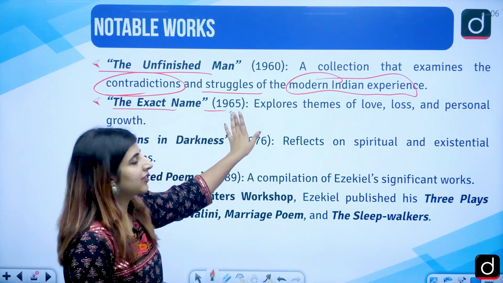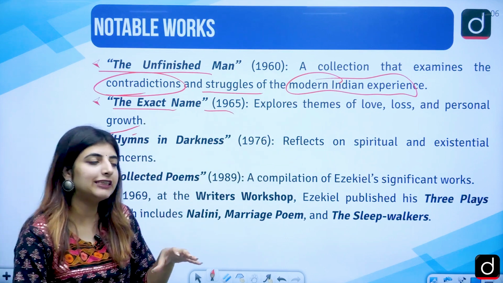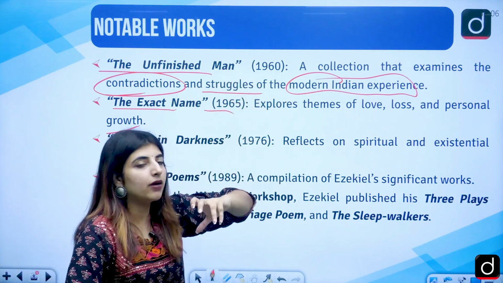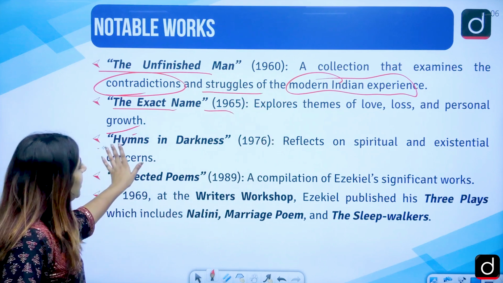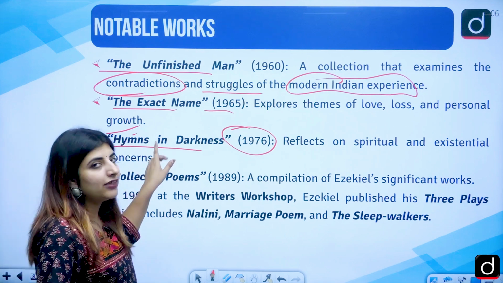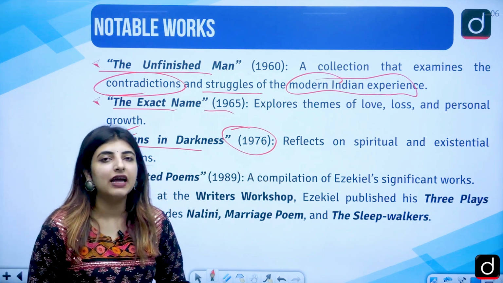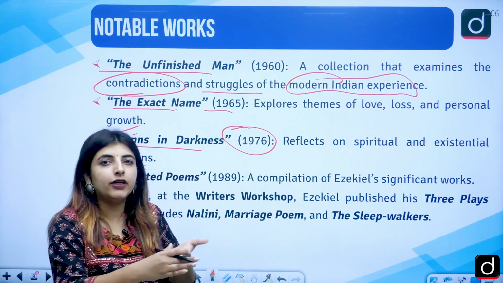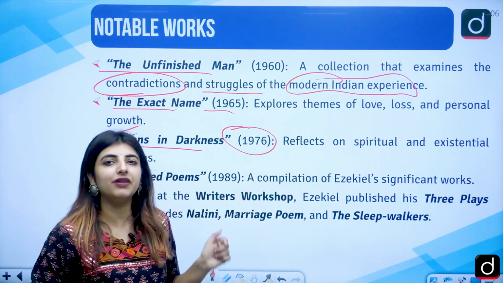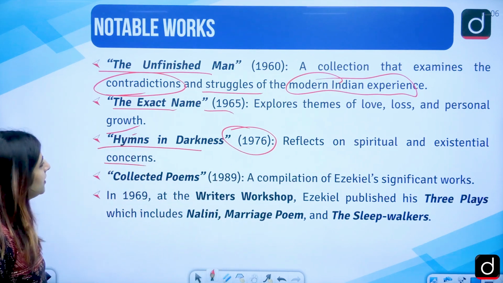The exact name, 1965, themes of love, loss, and personal growth. How a person grows from someone who's sad to a person who eventually is mature enough. Hymns in Darkness, 1976. As the name also suggests, it's a hymn, right? It is a collection of hymns that reflects on spiritual and existential concerns, the alienation and loneliness that a person feels when the identity crisis peeps in, and of course, when the existential crisis also comes, right? So that is the theme in Hymns in Darkness.